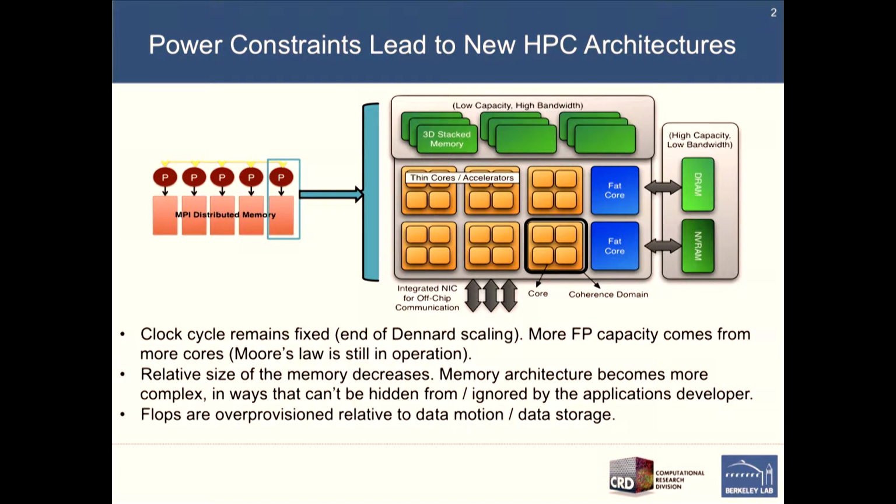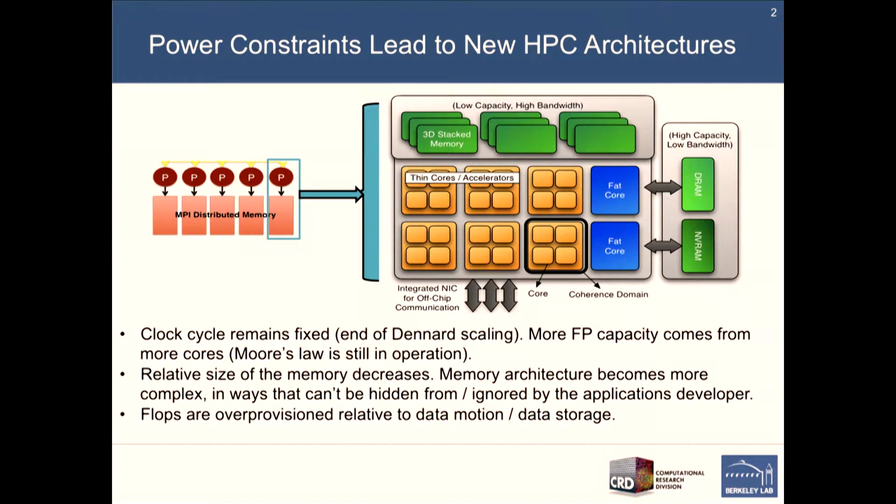So why is all this happening? The reason is that we can no longer make the clock speeds faster on processors. They're kind of topping out at about 4 gigahertz. However, we can still continue to pack more and more transistors onto chips, and so we can add more things that do stuff onto a chip. That's because Moore's law is still in operation. Well, that's supposedly going away soon, but it's still there.